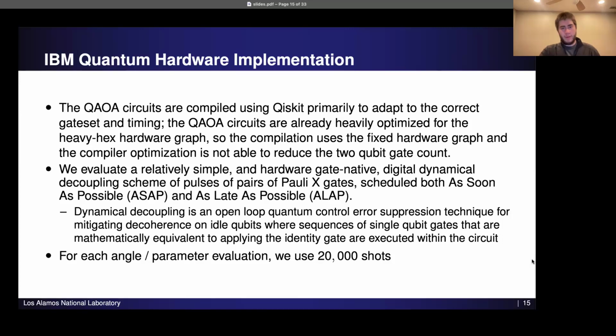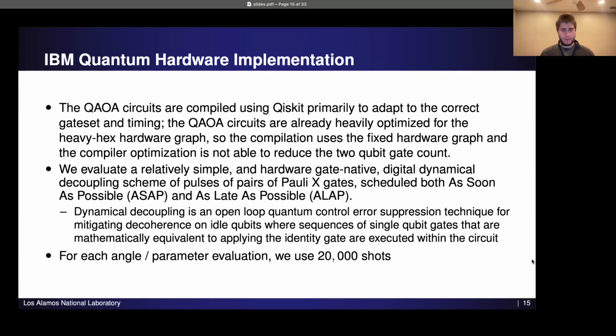We also evaluate dynamical decoupling in these experiments just to see if that could help. We use a fairly simple scheme that's probably not optimal in terms of possible dynamical decoupling sequences, but these are just pairs of Pauli X gates. And we tried 2 different scheduling options: same circuit duration, but whether the gates are executed as soon as possible or as late as possible.